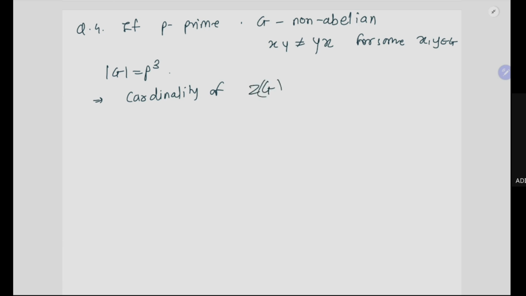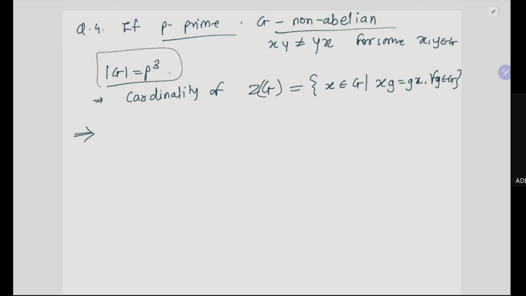of Z of G, that is, the center of G? It is all x in G such that xg is equal to gx for all g in G. So what will be the cardinality of Z(G) in this case? You have given that G is non-abelian, p is prime, and the order of G is p cube.